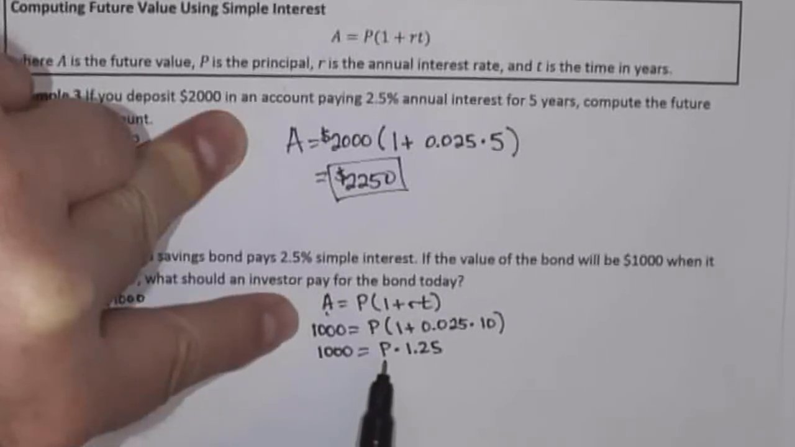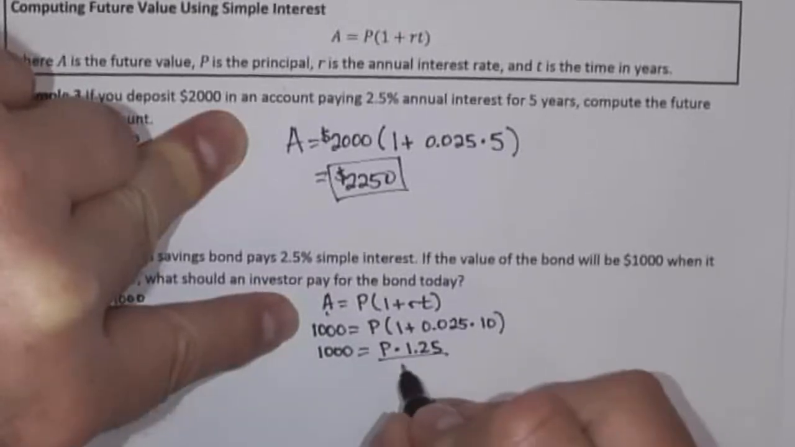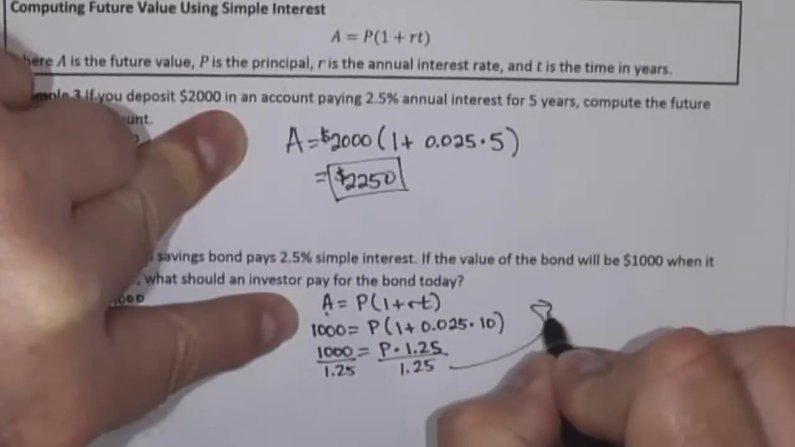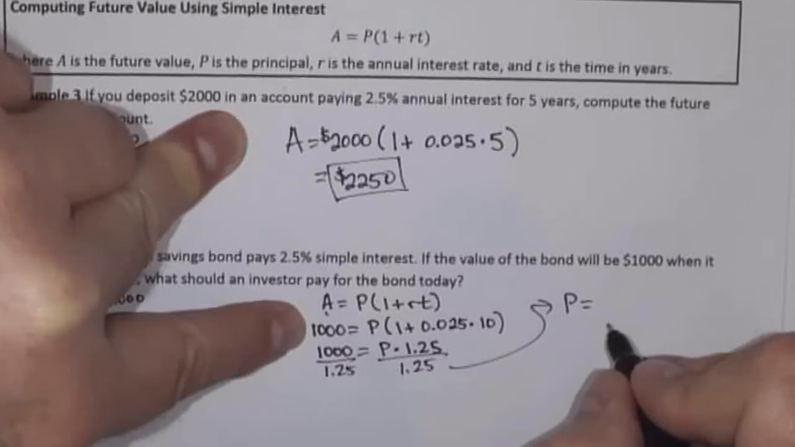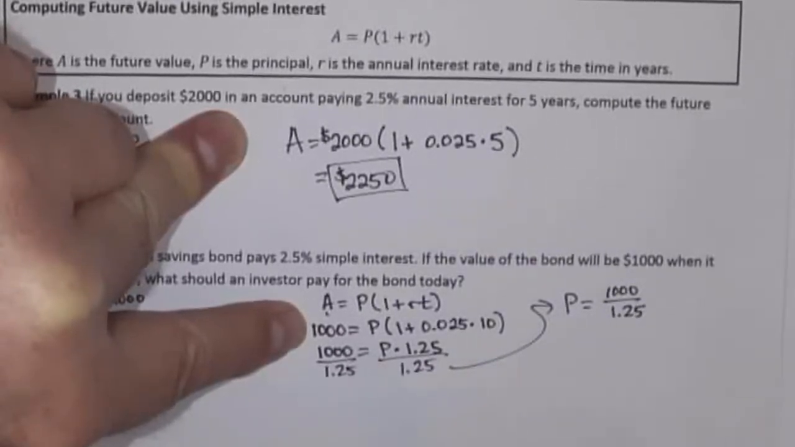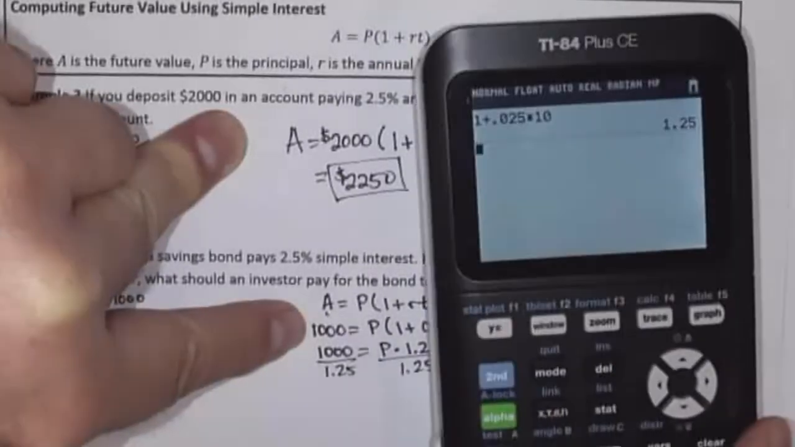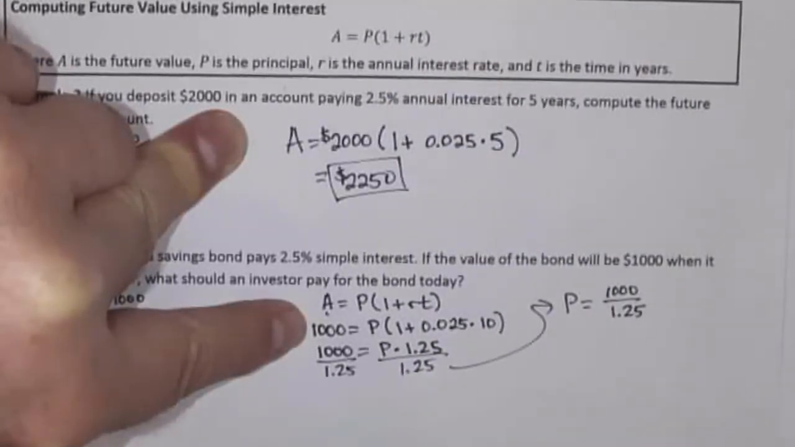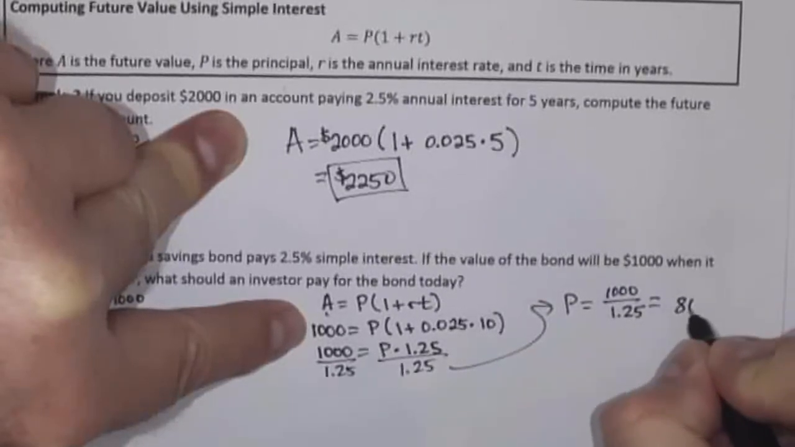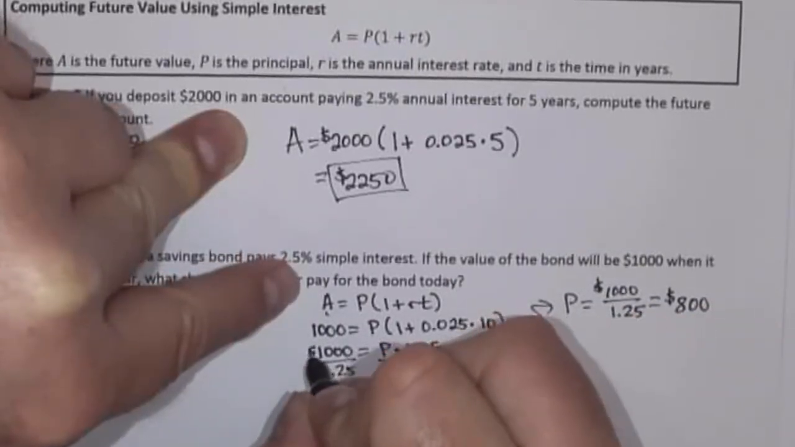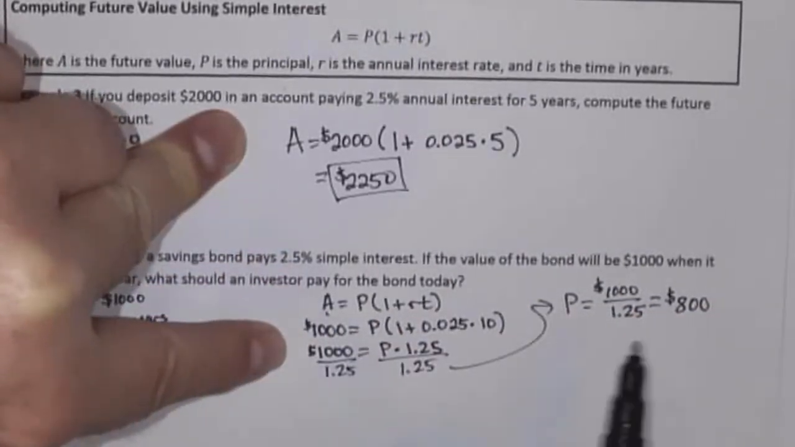So to figure out what this principal needs to be, I'm going to divide both sides by 1.25. So my principal is going to equal whatever 1,000 divided by 1.25 is. So if I bring my calculator back in, 1,000 divided by 1.25, that is 800. So this equals 800, and that is dollars. Again, because the 1,000 was dollars in here.